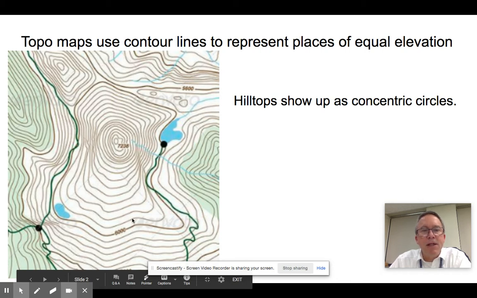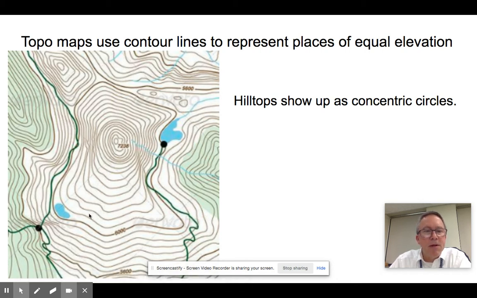So what I see then is that as I go uphill, these rings are getting smaller and smaller and smaller until I'm at the very hilltop here, which I'm told by this number here is at 7,236 feet. So hilltops show up as these sort of bullseye patterns of concentric circles.